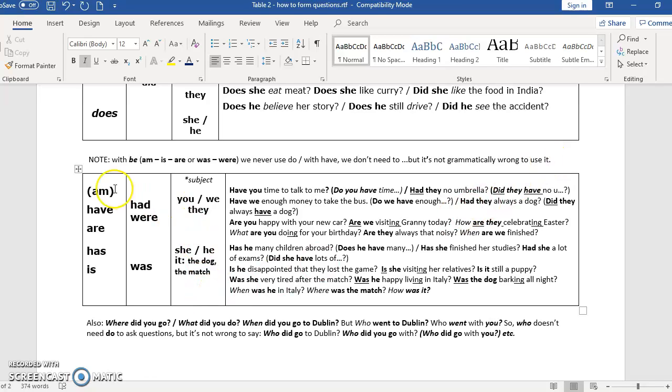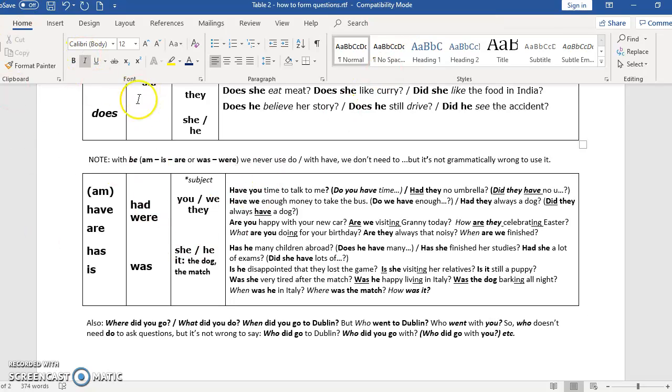Okay? So here, am, you, I have in brackets because you hardly ever ask about yourself. Except if I lost my glasses again, I may ask my son, where have I put my glasses, you know? Or maybe you ask yourself, I don't understand this table. Am I stupid? No, you are not. Your teacher cannot explain it properly.